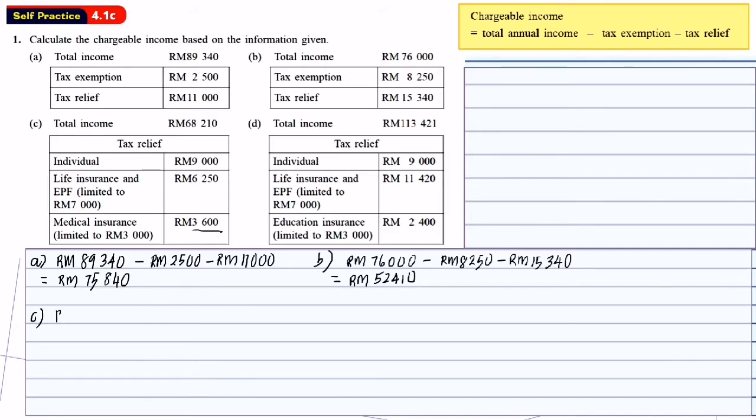First, total income 68,210 minus tax relief individual 9,000, life insurance 6,250, and also medical insurance because limited to 3,000, so only can minus 3,000. Equals 49,960 ringgit.